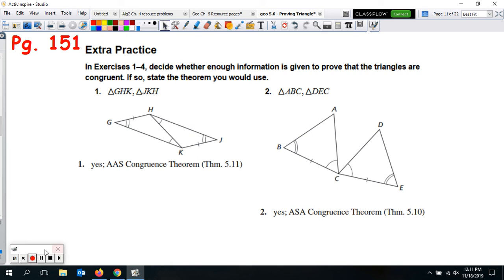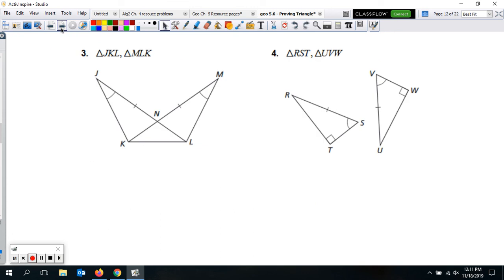Let's go on to 3 and 4. So go and do the same thing. Pause the video and do the same thing for 3 and 4, and then play it to see if you're correct.